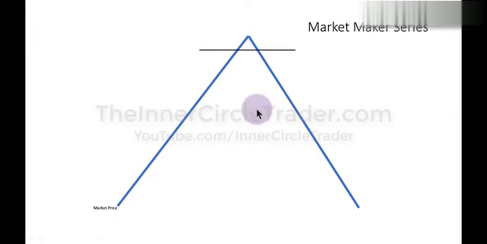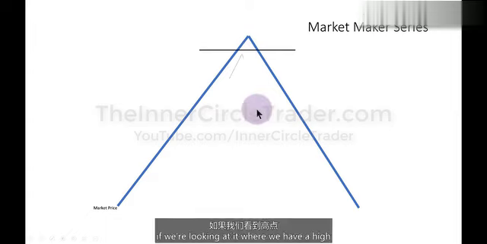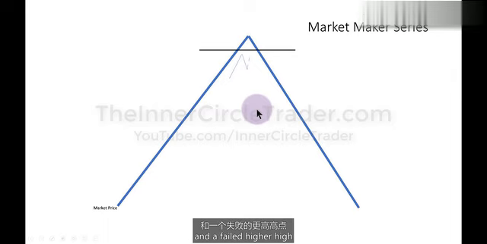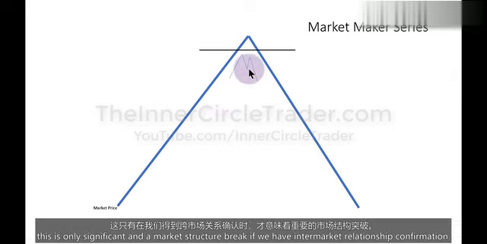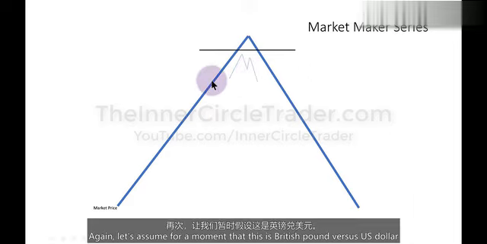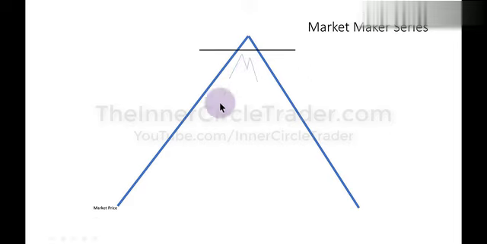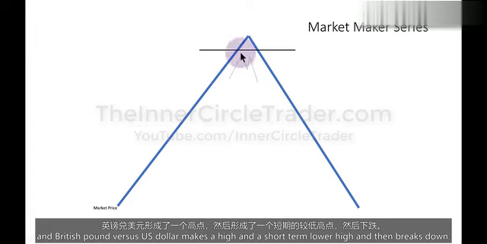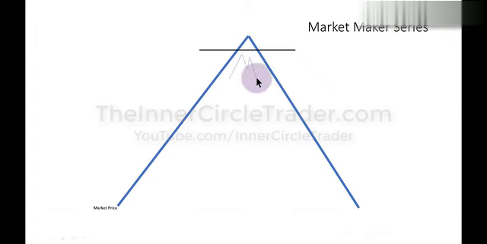But conversely, if we're looking at it where we have a high and a failed higher high, and then it breaks here, this is only significant and a market structure break if we have intermarket relationship confirmation. Again, let's assume for a moment that this is British pound versus US dollar. And British pound versus US dollar makes a high and a short-term lower high and then breaks down.